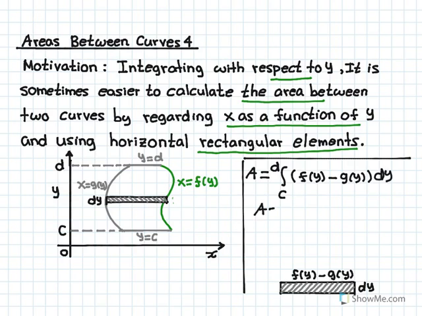Or more generally, area is equal to the integral from c to d of x right minus x left, integrated with respect to y. So once we find our horizontal slice, once we define it in terms of a definite integral, we add it up in the direction of the y-axis. We add up the horizontal slices vertically, and we find the entire area. We find this whole area here.